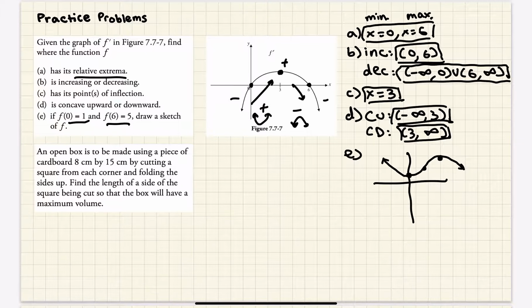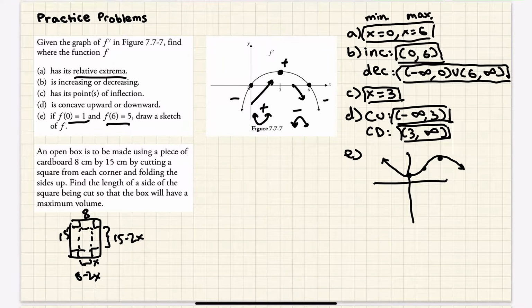So, an open box: you use a piece of cardboard 8 by 15. You cut a square from each corner. This is a very common type of optimization problem. Let's say the side length of the square is x, right? If that's x, then this part in the middle is going to be 8 minus 2x, because there's x on each side. And similarly, this part in the middle is going to be 15 minus 2x.